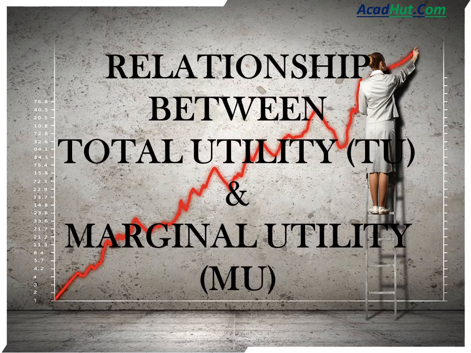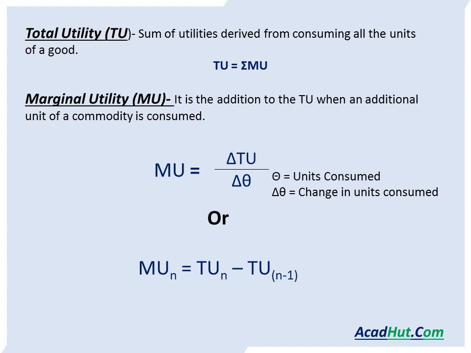Hello guys, now we start with the topic relationship between TU and MU. What is TU? TU stands for total utility. That means sum of utilities derived from consuming all the units of a good. For example, if you consume 10 units of a good and every unit gives you 5 utils, that means total 50 utils of satisfaction you are getting. So total utility will be 50 utils, right? So TU can be written as TU equals to sigma of MU.